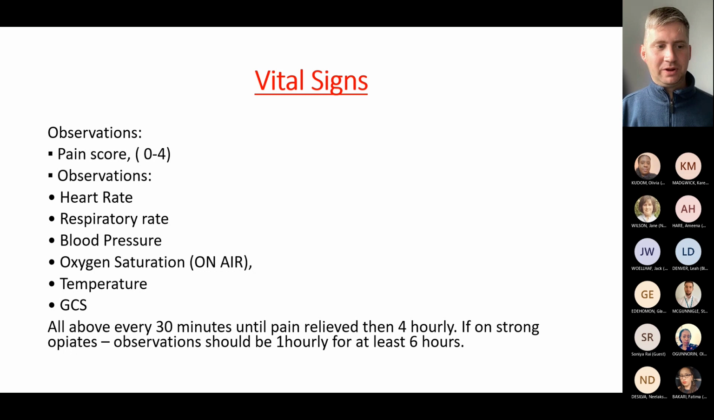Temperature as well, because we know our patients are generally asplenic. They're on the prophylactic antibiotics. We might need to initiate antibiotics quite quickly, according to the microbial guidelines. Glasgow Coma Score, and we should also be doing an AVPU as well, just in case. If they've been given something in the ambulance and that's above what they're used to, they might be oversedated. So all the above vital signs should be done every 30 minutes until pain is relieved, and then 4 hourly. If on strong opioids, observations should be 1 hourly for the next 6 hours at least.